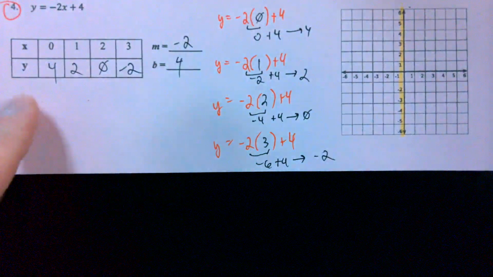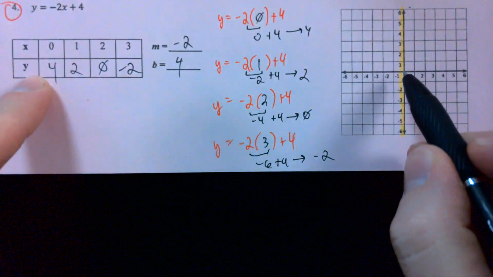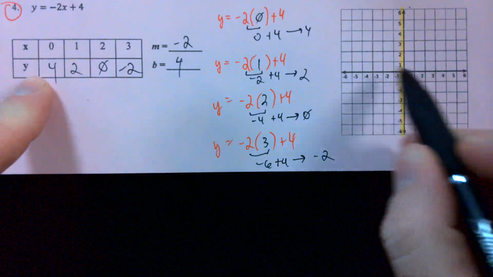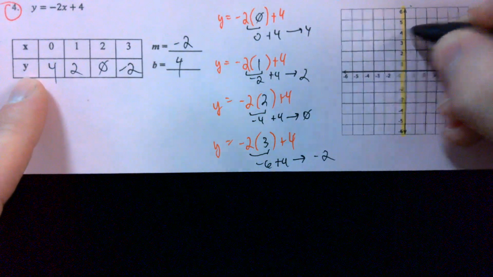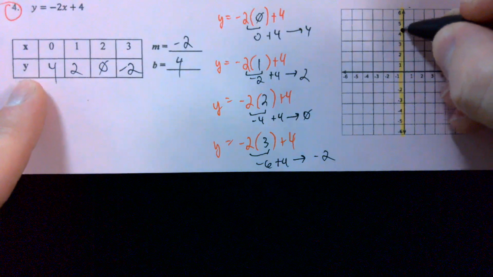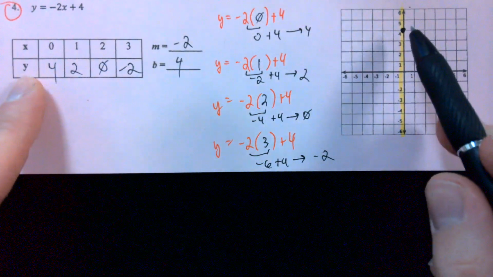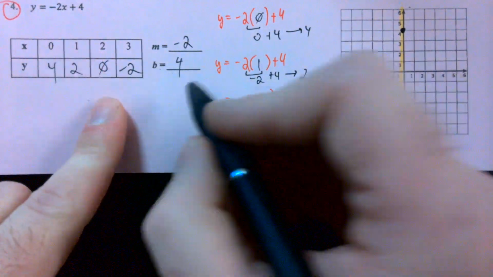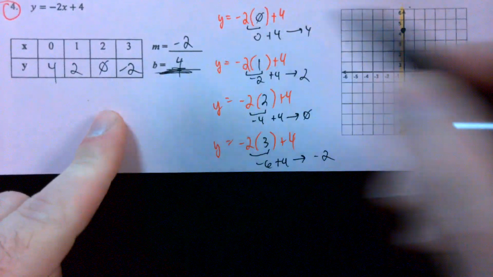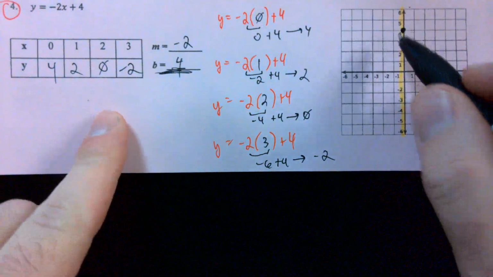Let's see how it looks. If I'm going to plot these points, first 0, 4, I'm going to start at the center. How many spaces to the left or right am I going to go? 0. And I'm just going to go 4 spaces in what direction? Up, because it's positive. So that's my y-intercept. That's the point on that yellow line. And that's exactly what we said my B was. My y-intercept is 4. I can see that I'm intercepting the y-axis at 4, right?